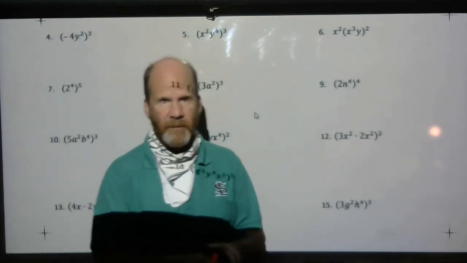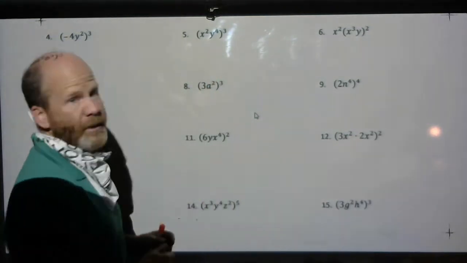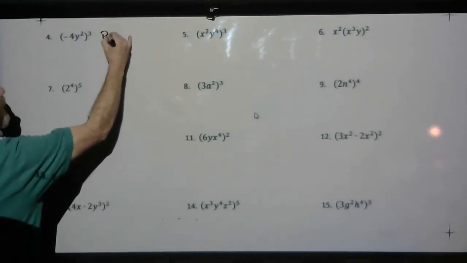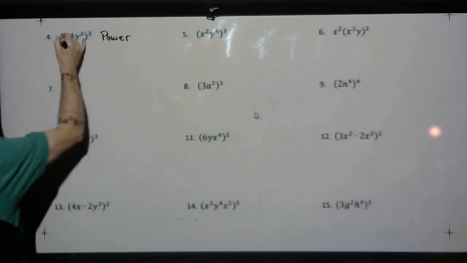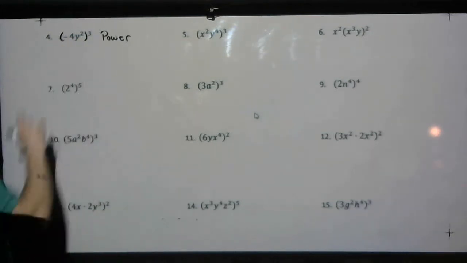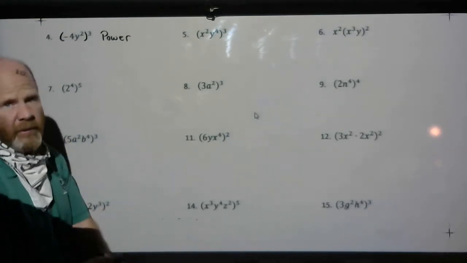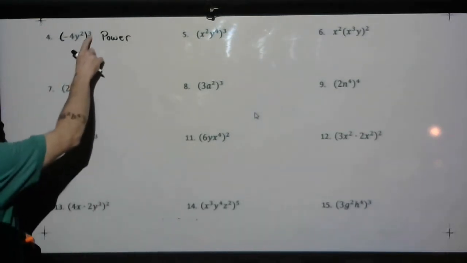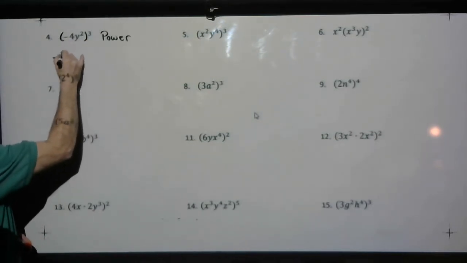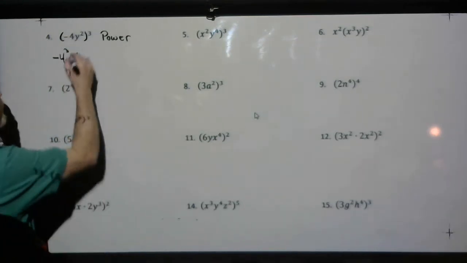So let's take a look at a couple of examples here. Again, page 195 in your book. This is 4.5. Let's take a look at number 4. Okay, so right here, I'm looking at my power rule because I see the parentheses. Negative 4y squared to the 3rd power. I believe this is the first time that we've seen a negative coefficient. Really doesn't matter because we're just applying the 3 to that negative 4. So it is negative 4 to the 3rd, and then y, 2 times 3, y to the 6th.